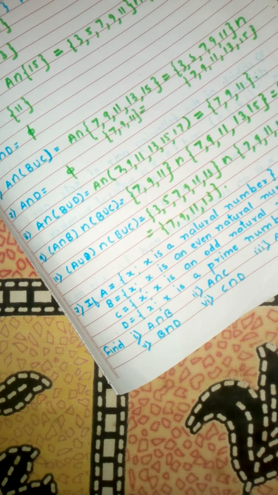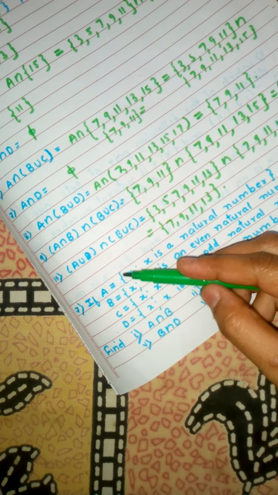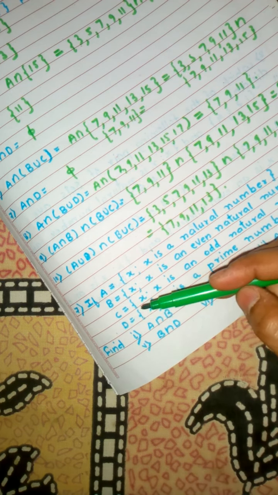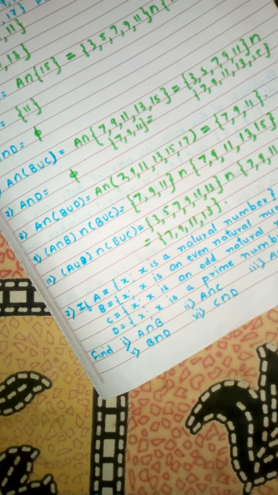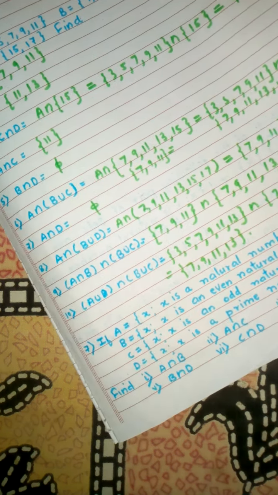and we have to find A intersection B, A intersection C, A intersection D, B intersection C, B intersection D, and C intersection D. So to solve this question, first we have to find what are the elements which fall under these sets. That first we have to find out, then finding the intersection and union will be easy. So now first see which elements fall under the sets.